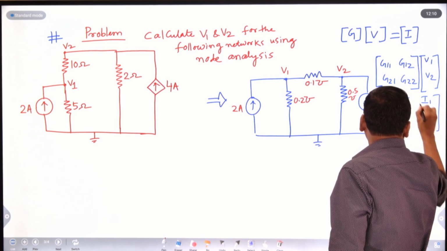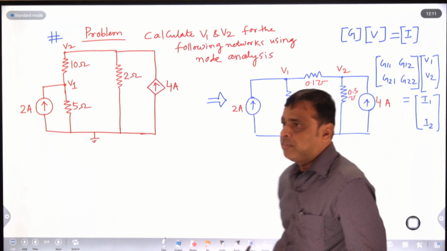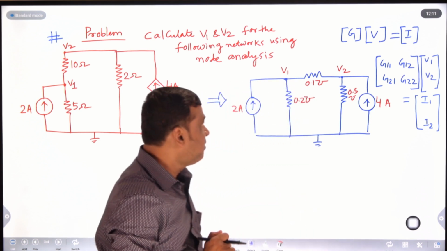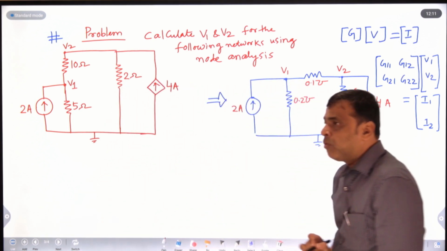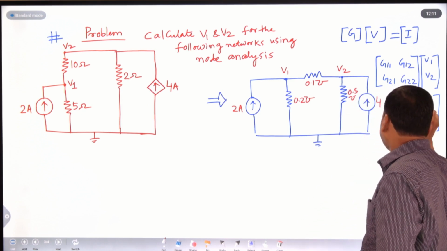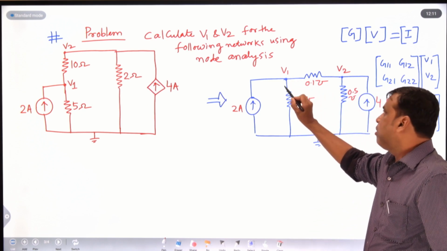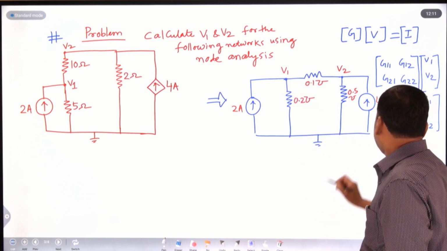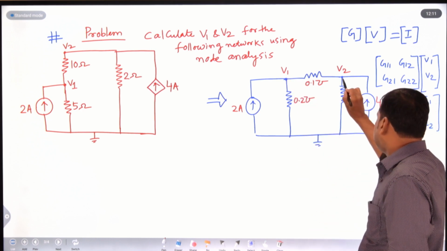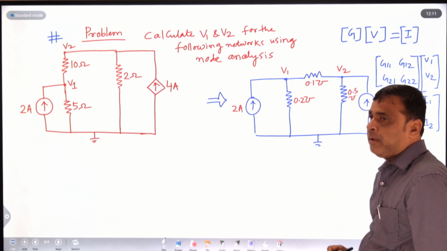Like in loop analysis, the net voltage in loop 1, but in node analysis, the net current considering node 1, here I am considering I1, the net current. What is the incoming and outgoing current, what is the net current at node 1, that is your I1, and what is the net current at node 2, that is I2.